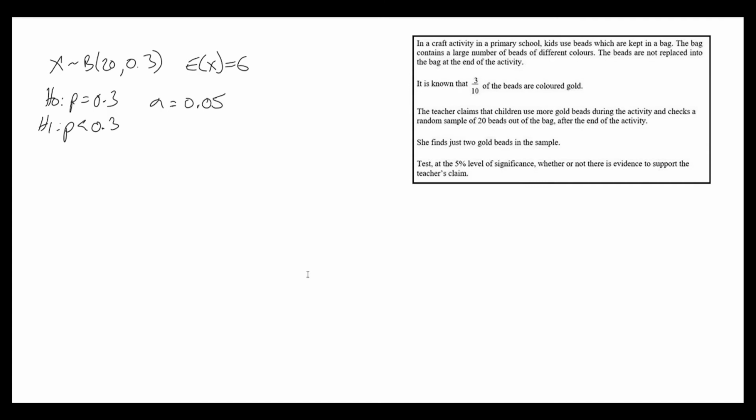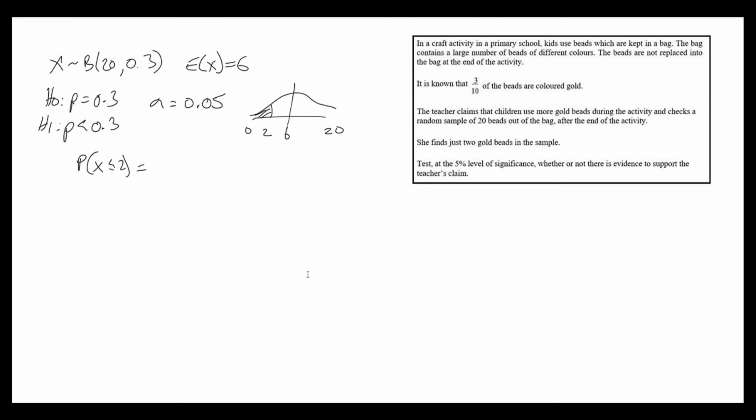A quick diagram just to show all of the outcomes that may have happened when the teacher selected 20 beads out of the bag. The minimum number of beads that may have been gold is 0, the maximum is 20, and the expected number of gold beads is 6. So all of these can go into the diagram. She actually got 2 beads from the sample. Putting that on the diagram helps us to decide the region we're looking for, the probability statement we need to calculate.